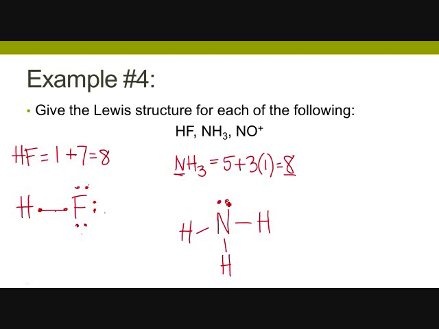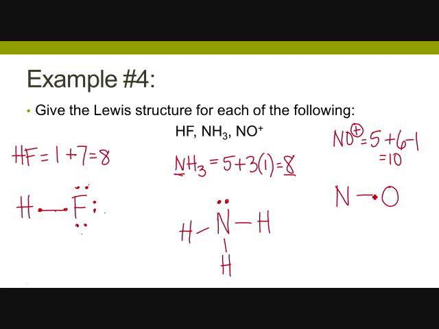Okay, last one we have is the NO with the +1 charge. So nitrogen contributes 5, oxygen contributes 6, and then the +1 means we get rid of 1. So that means we need a total of 10 electrons when we're done. Now nitrogen, there's no central atom, so I just went ahead and did that. So then now we can create a bond between the 2 of them. So that's 2, we need 8 more electrons.